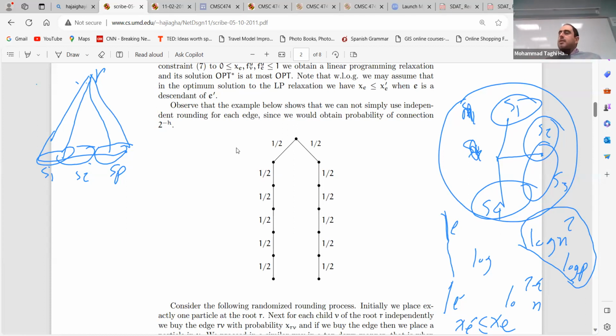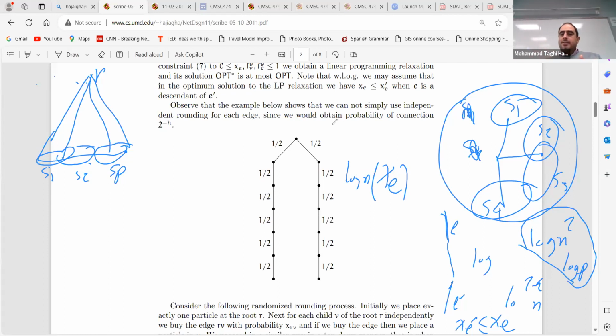So I will consider each edge. The edges here are x's. I will do it with probability: with probability xe it becomes 1, otherwise it becomes 0. Sometimes you will multiply this one by log n to get concentration or something like this. That we have done, for example, for set cover. But it is proportional to x.